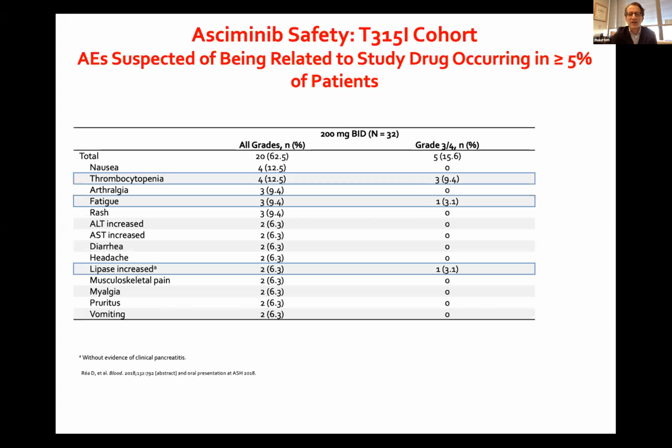Safety wasn't any different in this cohort. Again, this is a smaller subgroup, but again, myelosuppression and some class effect with the lipase increase, no particular cardiovascular signal in this smaller cohort.